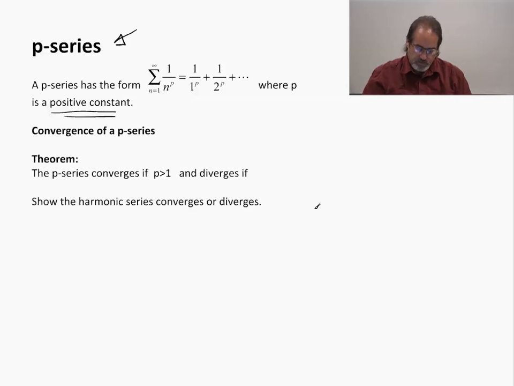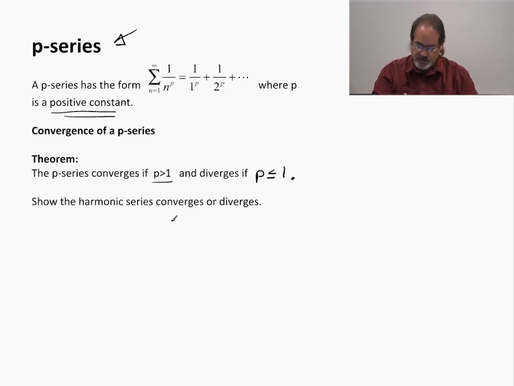Now, the convergence for a p-series. The p-series will in fact converge if p is greater than 1. Otherwise, it's going to diverge if p is less than or equal to 1. Actually, in a later exercise, and I believe an example that I've done or will do, we talk about proving this. We go through some steps to show how this is realistic.